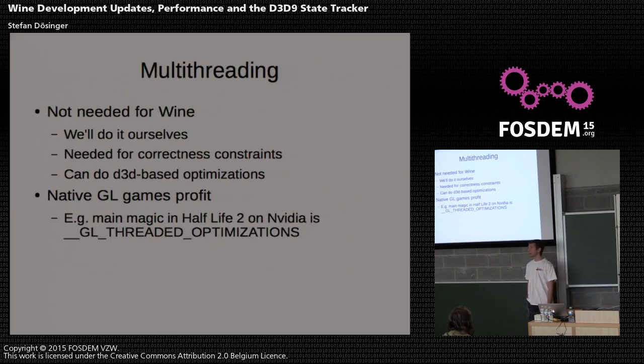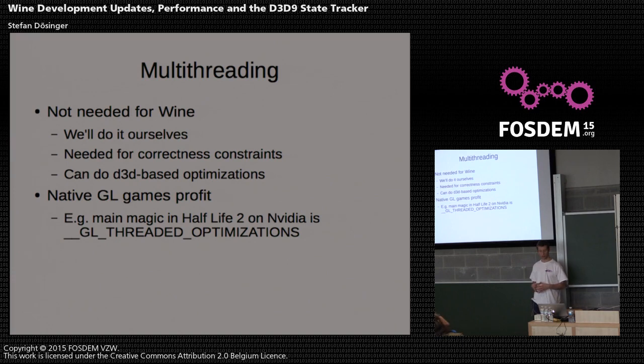The other thing, multi-threading in the OpenGL driver. NVIDIA has it optional. It's implemented in the NVIDIA driver. It's turned off by default. It's implemented for all drivers in OS X. For Wine, it's not needed, or at least for Direct3D support, it's not needed, because we are working on our own way of doing that.